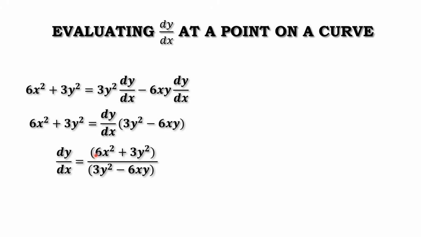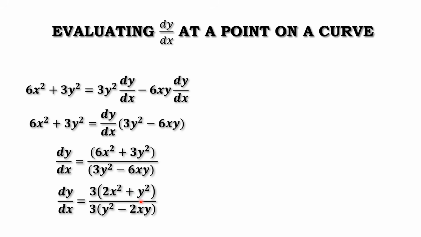But remember, from the numerator we can factorize 3 out and do the same to the denominator. When we do that, this is how the expression is going to be. 3 will be outside, and inside will be 2x squared plus y squared divided by y squared minus 2xy. Then the 3 and 3 will cancel. So the next thing to do is to write our final expression of dy/dx in this form.